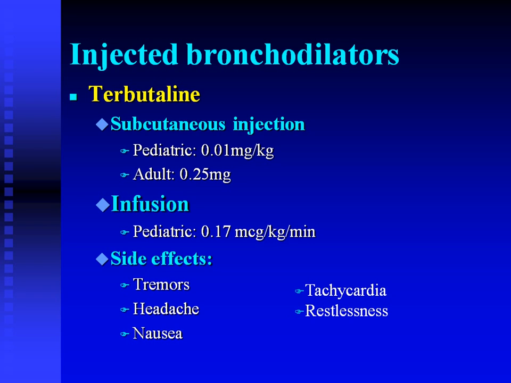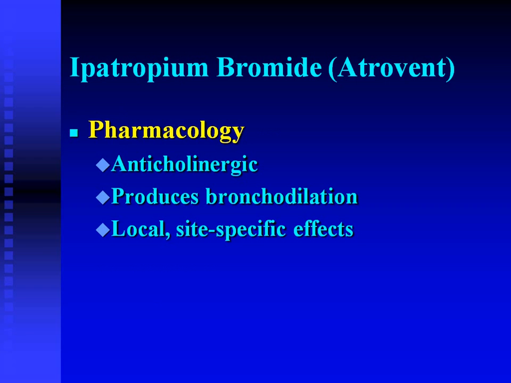So yeah, just keep an eye on the adult dosage. Pediatric dosage, again, 0.01 milligrams per kilogram up to 0.25. Understand once you get to the adult dosage you stop right there. Same thing with any other beta 2: tremors, headache, nausea, vomiting, et cetera.